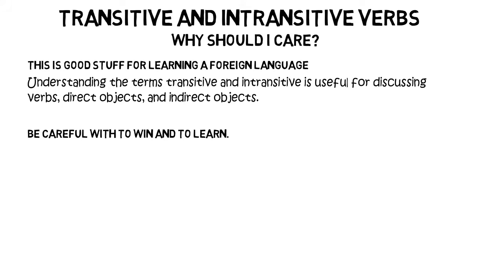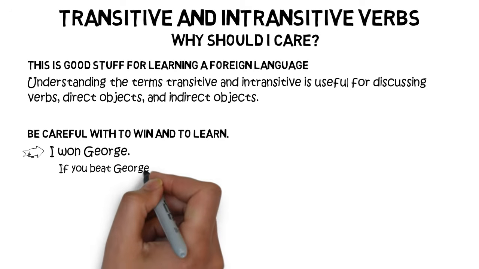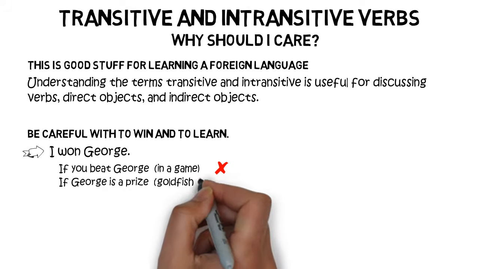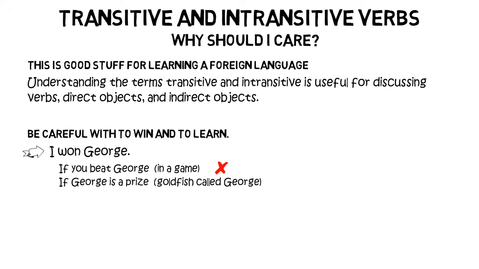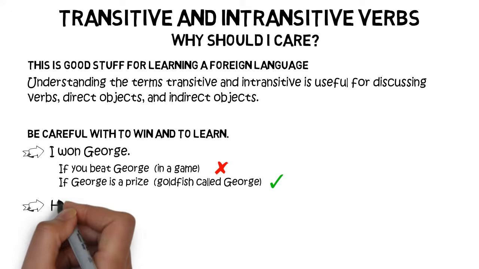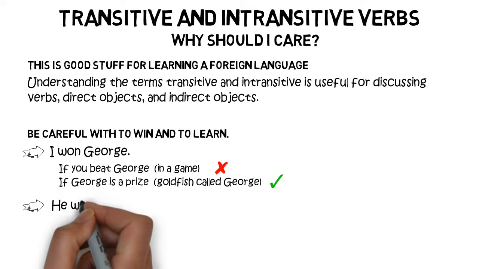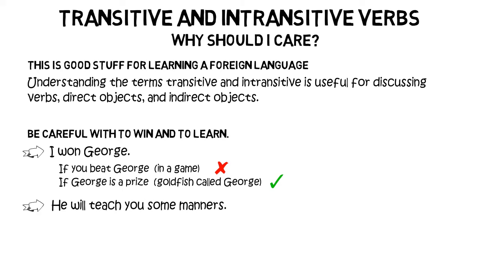There is one issue to be careful of. Be careful with the verbs to win and to learn. For example, if you say, I won George, this would be wrong if you beat George in a game, for example. But if George were a prize, like a goldfish called George, for example, then you can say, I won George. The other one to look out for is to learn. He will learn you some manners. No, you can't use learn like that. You have to use teach. So this should be, he will teach you some manners.